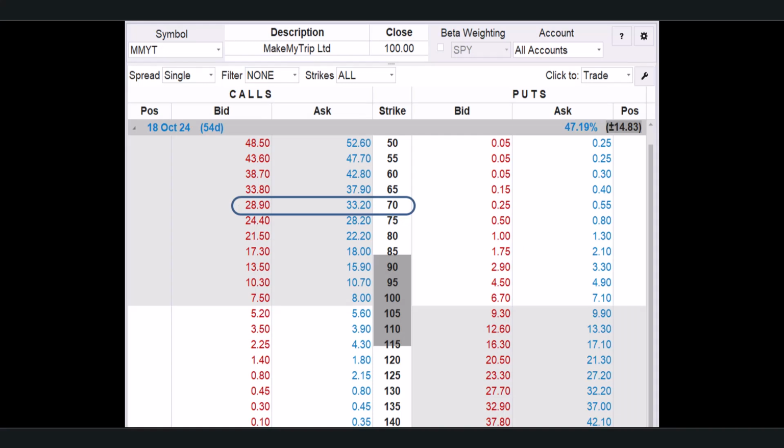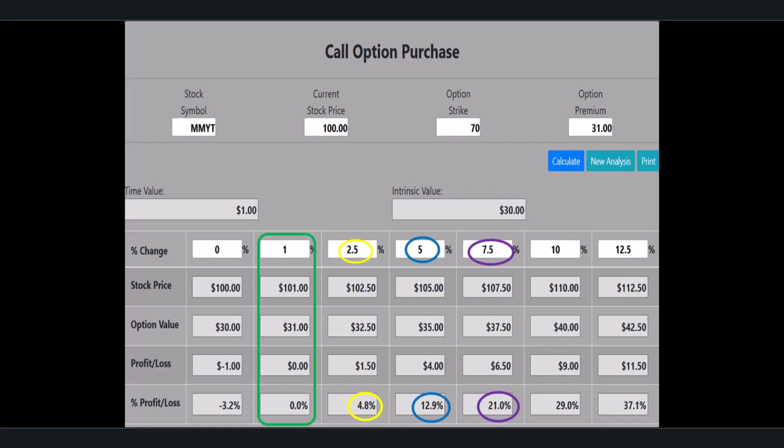The bid-ask spread for the 70 call is 28.90 to 33.20. We try to enter near the midpoint, so we'll use 31 even as the buy price. The 70 call works. If the MMYT stock price is up 1%, the 70 call will break even. Break even or better is fine. So the 70 call is the one we'll buy.